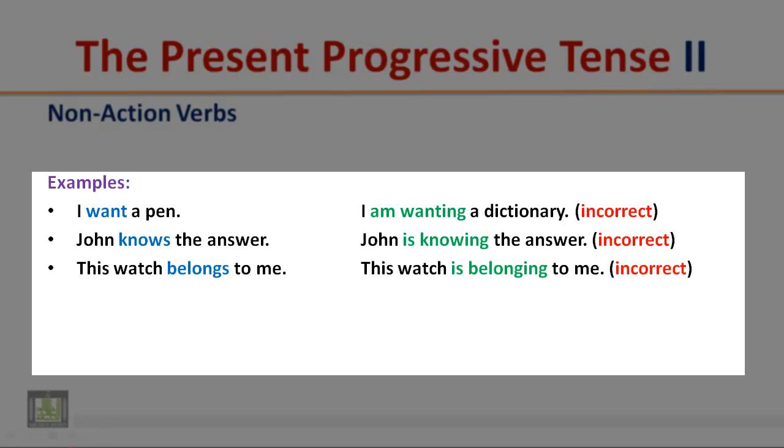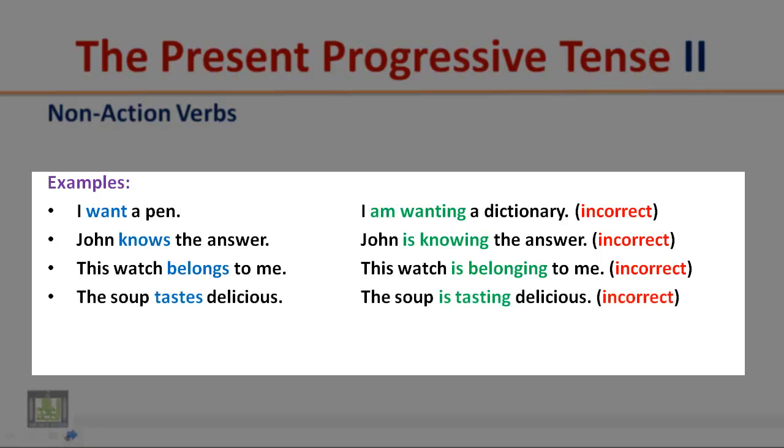This watch belongs to me. It's wrong to say, this watch is belonging to me. This sentence is incorrect. The soup tastes delicious. It's wrong to say, the soup is tasting delicious. This sentence is incorrect.